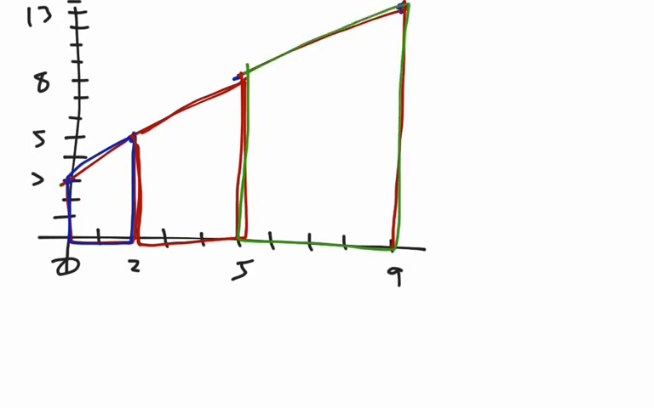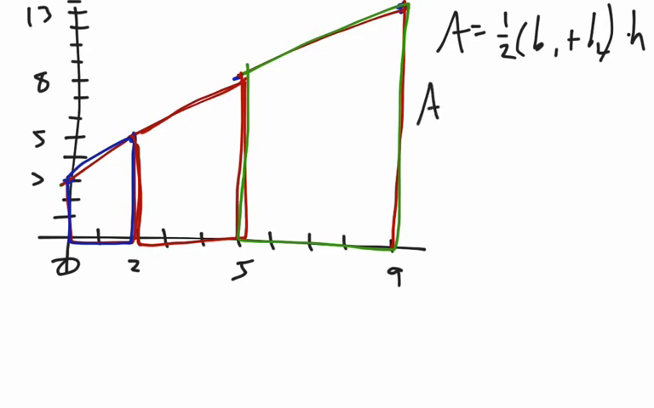You might want to remember the area of a trapezoid, and you probably learned it as 1/2 base 1 plus base 2 times the height. Unfortunately, these are sort of like vertical trapezoids, so you might want to rethink your trapezoid formula as 1/2 h1 plus h2 times the base. And that'll be a little bit easier to think about.